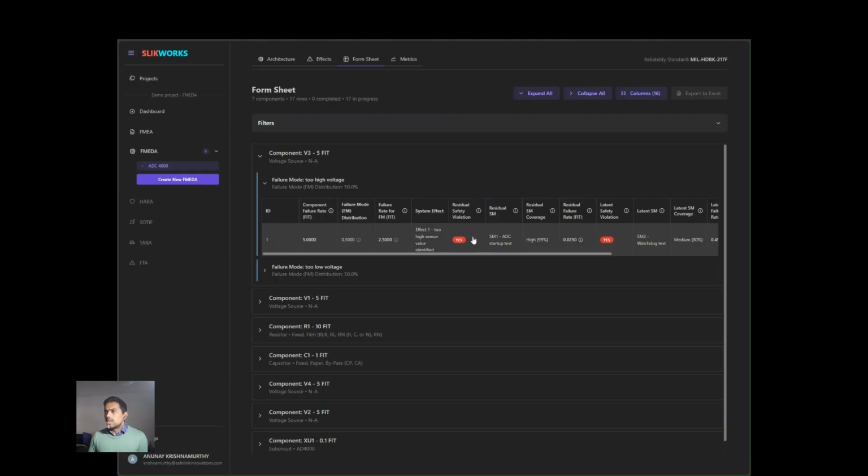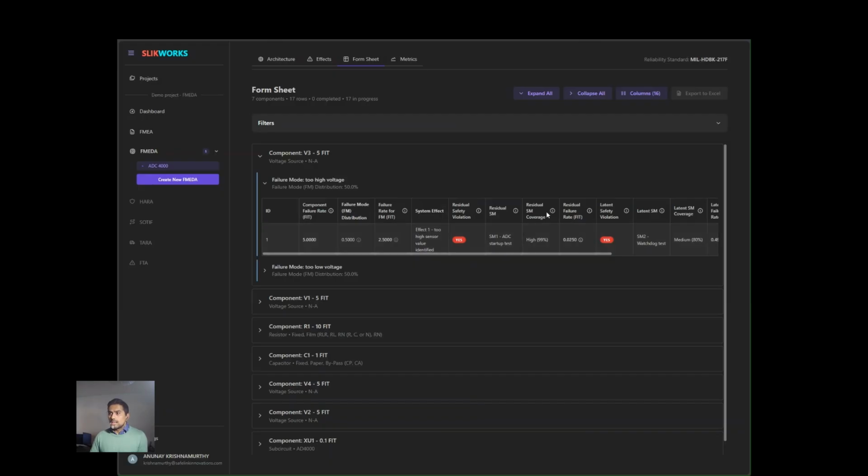Now we need to talk about what safety mechanism can prevent this. Let us for the time being assume that we can do an ADC startup test to prevent this. There are other ways of going about it. You could do sensor plausibilization, do other things. But for now, let's take the ADC startup test as the safety mechanism.